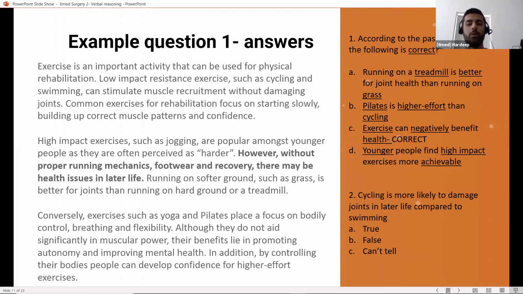So I've put what you would look for. You go and look at that and think, okay, treadmill, grass, and we're looking to compare them. Then you'd go to the text and skim, and you can see at the end of the second paragraph it mentions the word treadmill. So you'd then read that sentence fully, and it says running on softer ground, such as grass, is better for joints than running on hard ground or a treadmill. And so you can see that directly opposes the statement. And so 1A must be incorrect.